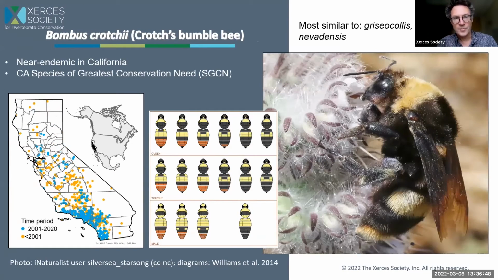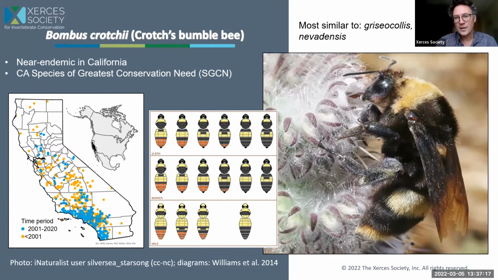This is Crotch's bumblebee, or Bombus crotchii. This species is a special one. It is nearly endemic to California, meaning it occurs in one place and nowhere else on Earth. It is also found, there are maybe one or two records from Nevada and a handful from Baja California del Norte, but it is not found in any other US states or in Canada. This is truly a California bumblebee.